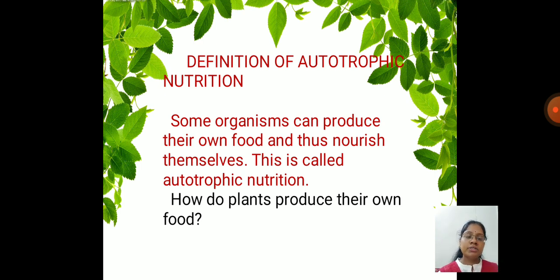And students, as I told, plants are autotrophic. How do plants produce their own food? What is the kitchen where they are producing their own food? Yes, photosynthesis. So what is the kitchen of the plant? Leaves. Leaves are the kitchen of the plant where they produce the food. So by the process of photosynthesis, plants produce their own food.